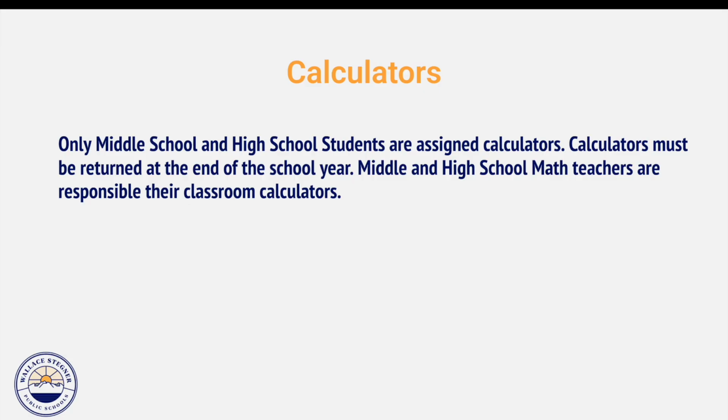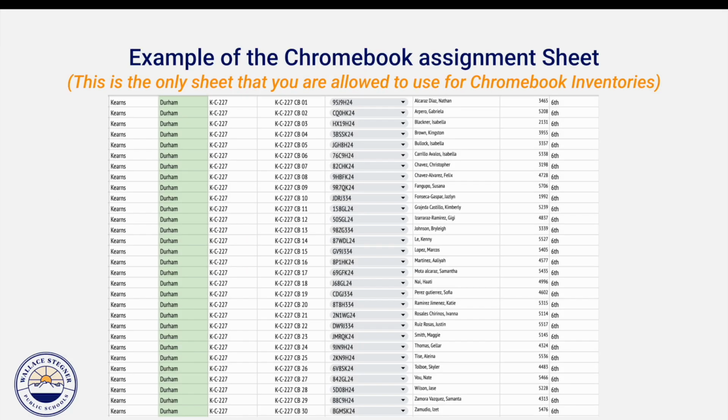Here's an example of the Chromebook assignment sheet. Let me explain a little bit about what all this means. So in the first column, obviously it's the campus. Second column is the teacher. The third column is the Chromebook lab it came from. The Chromebook lab matches your classroom number, by the way.